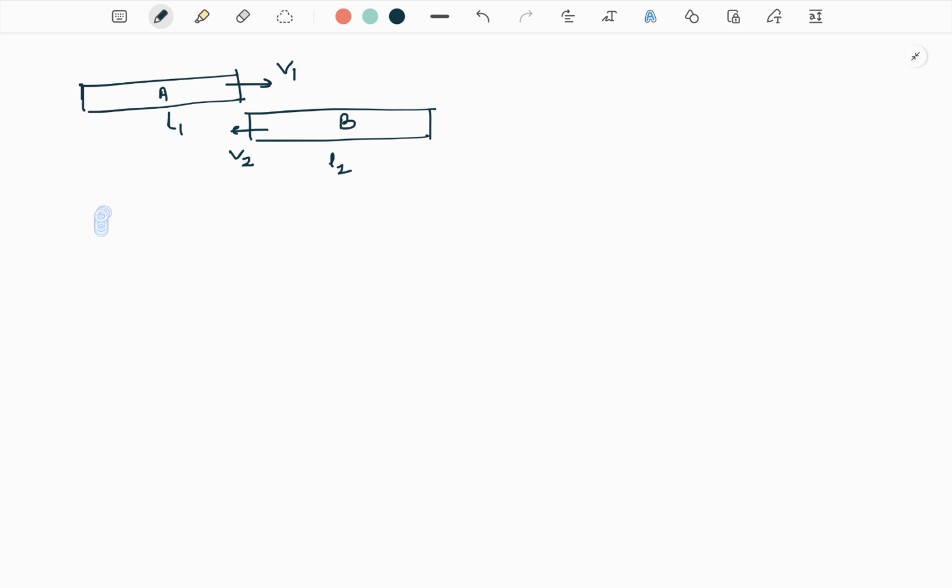Now I would imagine the two people again present at the ends of the trains. If the two trains completely cross each other, this is what the situation is going to be.